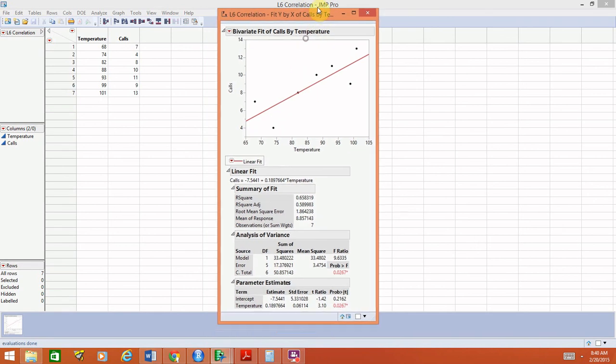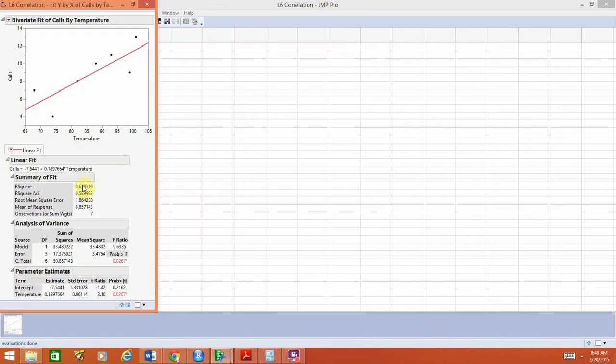So in order to do this, make sure you look at this carefully. The summary of fit will give you your R square value. It doesn't give you the correlation, but if you wanted the correlation from this, you could take the square root of this number. However, remember what R squared does. It tells us basically how well our model fits the data. And in this case, it's about 0.66 or 66%.